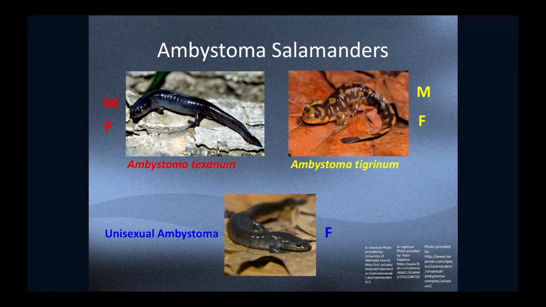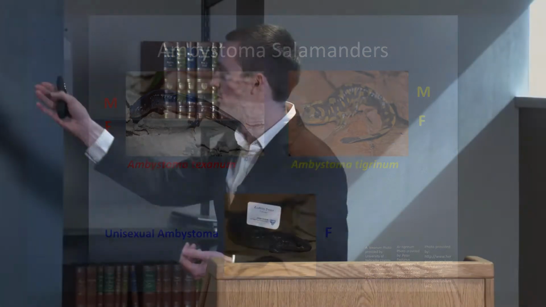Okay. So ambystoma salamanders are sexually reproducing species. So we have Ambystoma texanum pictured on the upper left, so they're kind of black, and they look similar to the unisexual Ambystoma, which are pictured on the bottom. And then the Ambystoma tigrinum are much different. They have a yellow pattern on them, so they're very easily distinguishable.